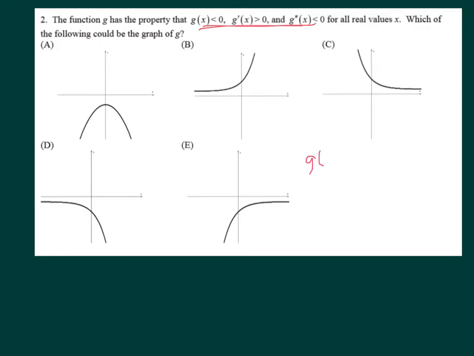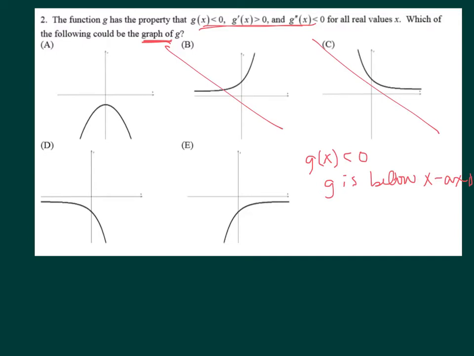If g of x is less than 0, what does that tell me about the graph of g? Because remember, we're looking for information about the graph of g. If the original graph is less than 0, what does that mean? Well, it means that g is going to be below the x-axis. All of my y values, g of x is the y, are less than 0, so they are negative. That's that first piece of information. Right away, just by understanding that first piece, I can cross out choice B and choice C, because those graphs of g are above the x-axis.